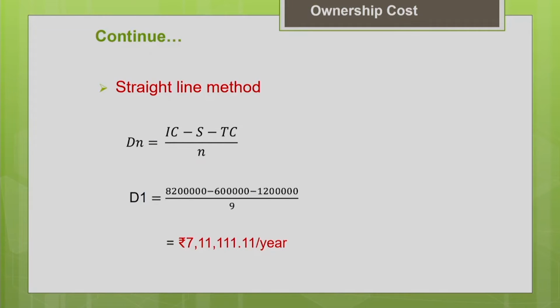First, let us use the straight line method to estimate the depreciation. Your depreciation is nothing but your initial cost minus salvage value minus tire cost divided by n. So here the factor of depreciation is 1 by n. So 82 lakh is the initial cost, your salvage value is 12 lakh, and your tire cost is 6 lakh. Divide by 9, you will get the annual depreciation for every year. It is going to be the same for every year. It is a straight line method.